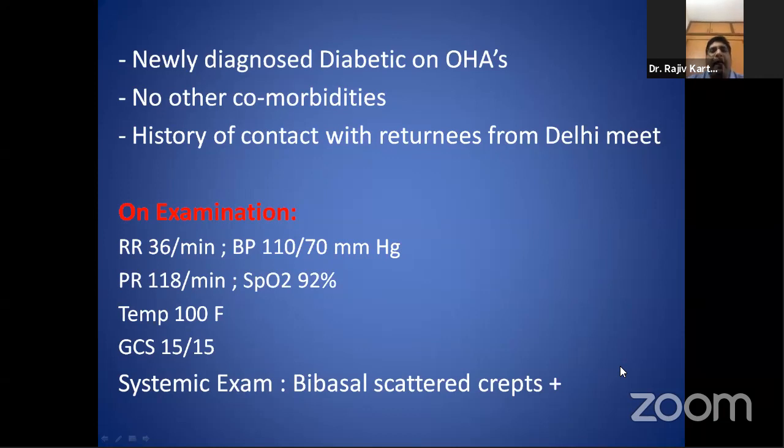So on exam, his respiratory rate was 36 per minute. His blood pressure was 110/70. Heart rate was 118 per minute. And oxygen saturation on room air was 92%. He had a temperature of 100 degrees Fahrenheit, and he was fully conscious and oriented. And his respiratory system exam revealed some bibasal scattered crepitations.